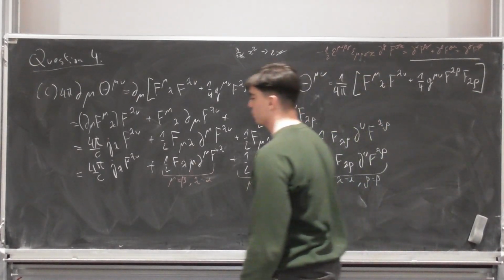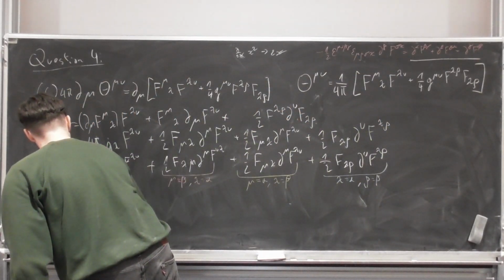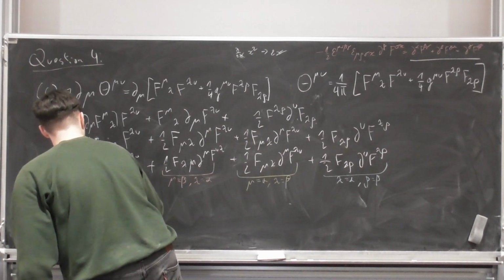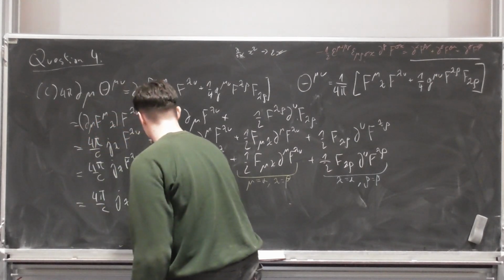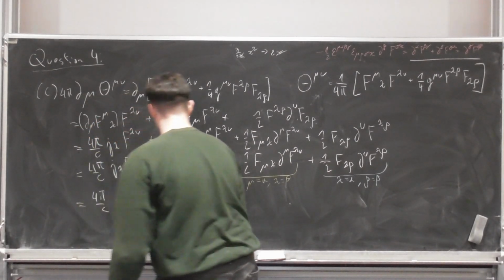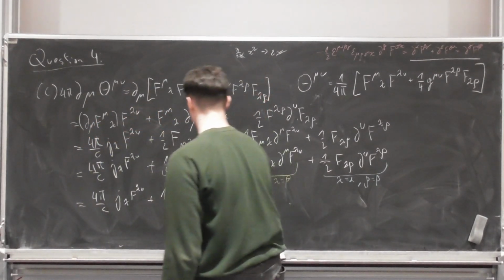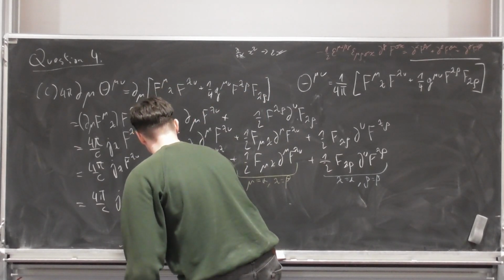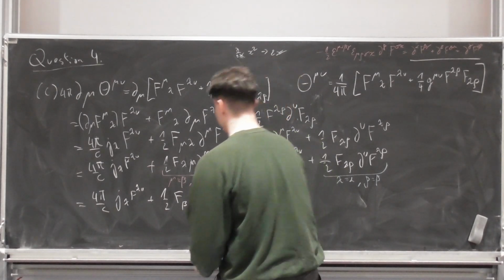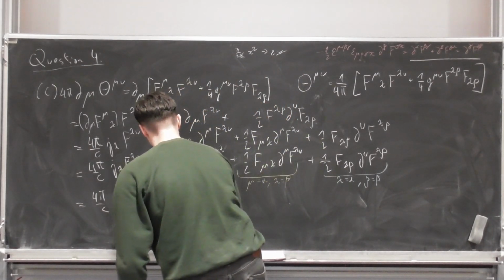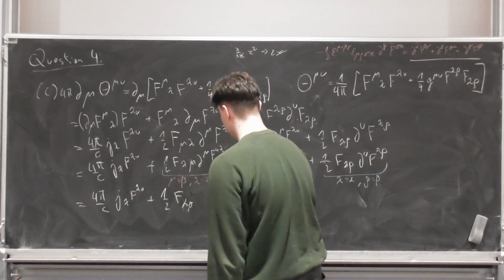Okay, and if we put that all together, what do we get? 4 pi over c j lambda f lambda nu plus 1/2. So nu goes to beta and lambda goes to alpha. So it's going to be f beta. Hold on, I did something wrong here. No, f alpha beta times.